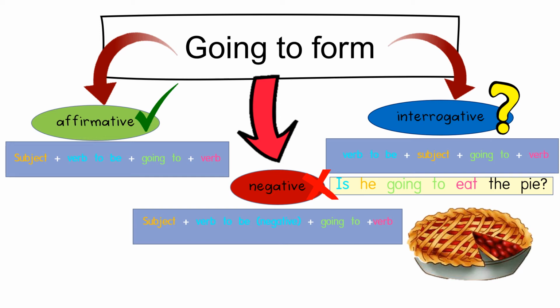So, the blue one is the verb to be, the subject is he, going to, and that pink is the verb, which is eat the pie. Is he going to eat the pie? Okay, understand? Okay, now let's look at the second one for affirmative.